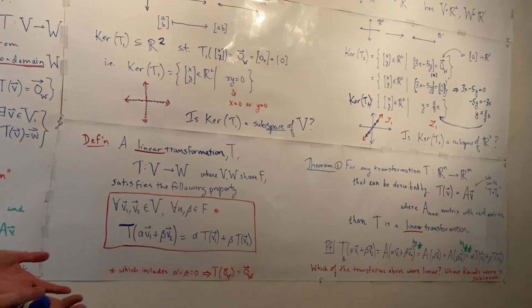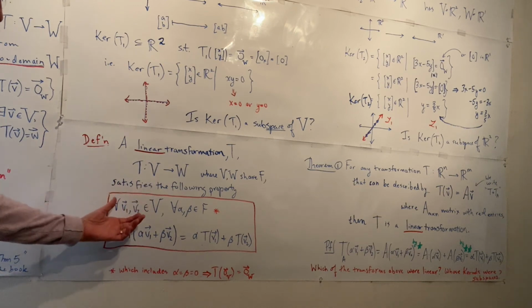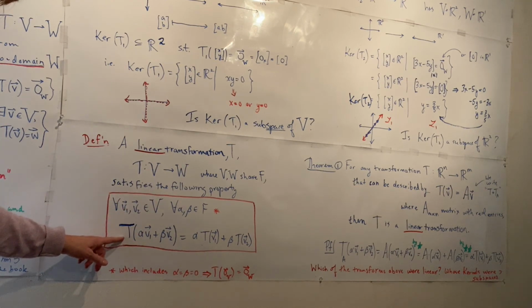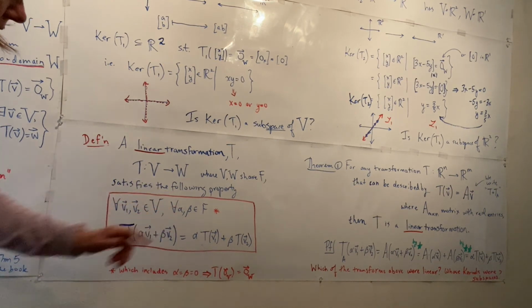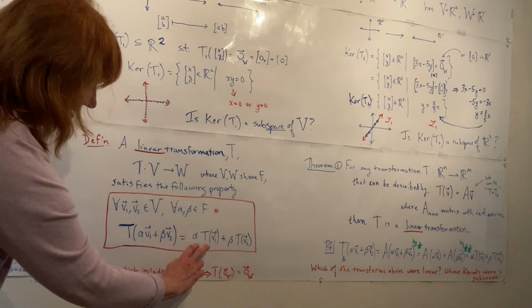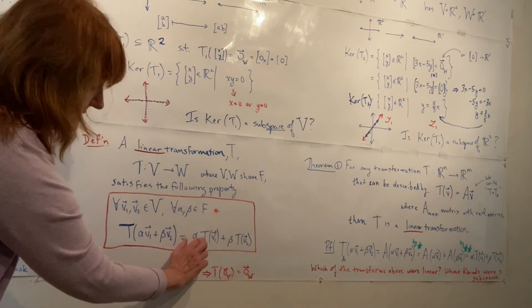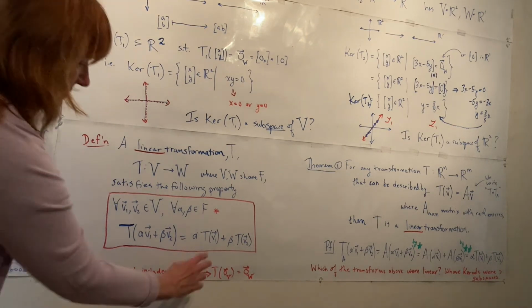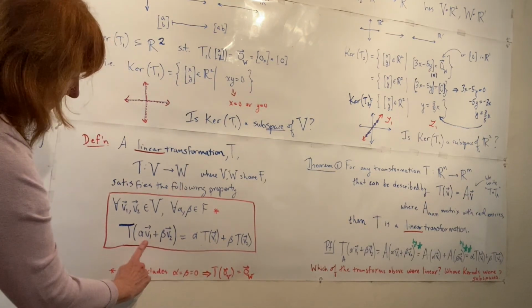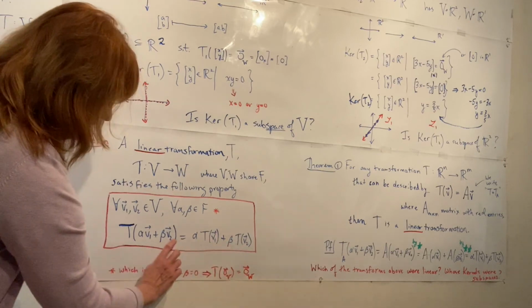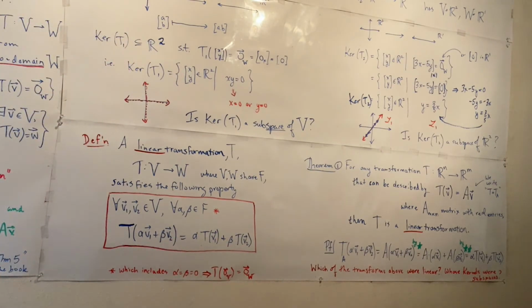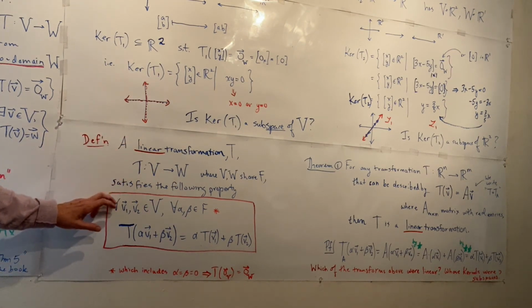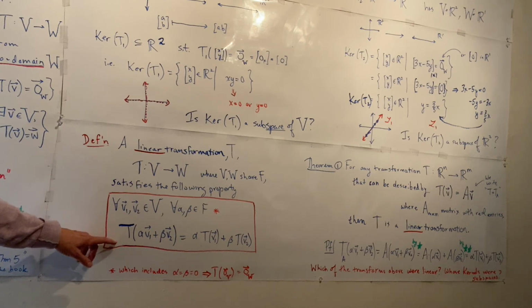So for an arbitrary linear combination in the domain space, if you take a linear transformation of it, you get the same thing as that linear combination of its images. We say that T of v1 is the image of v1. T of v2 is the image of v2. It's some vocabulary. In other words, it's a linear transformation if it acts nicely with linear combinations.